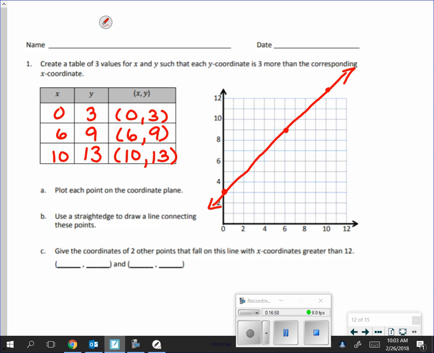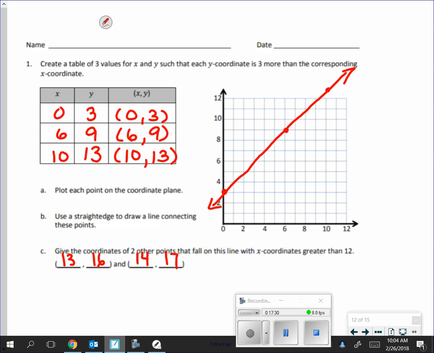Okay. Give the coordinates for 2 other points that fall on this line with x coordinates greater than 12. So it's not going to be on this plane. So greater than 12, so I might say x of 13. So y would be 16. X could be 14. Y would be 17. Any questions about that first one?